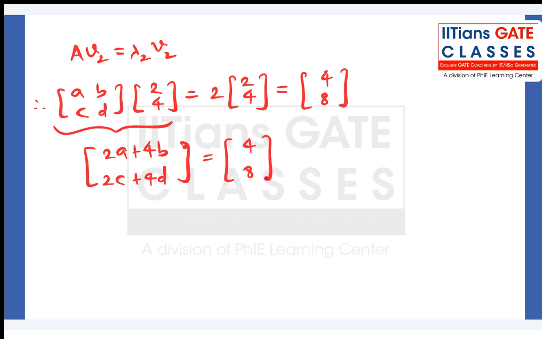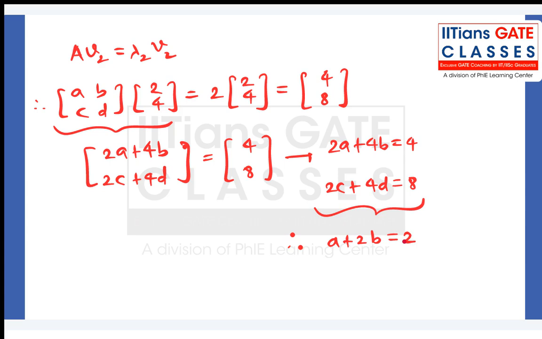Now from the matrix equality, all the elements must be equal. Therefore, you'll have 2a plus 4b equal to 4 and 2c plus 4d equal to 8. What you can do is divide both of these equations by 2, because that will simplify our calculations. So this becomes a plus 2b equal to 2 and the second equation becomes c plus 2d equal to 4. Let's call this equation 3 and this equation 4.